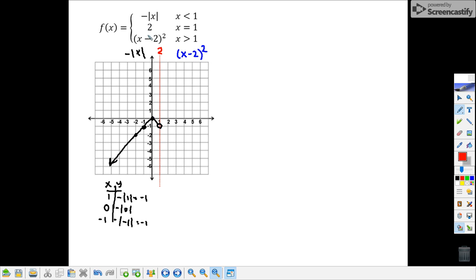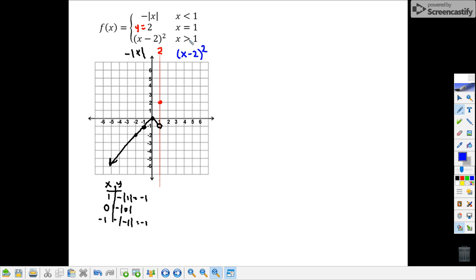Okay. Now let's look at the second one. We have f of x is equal to 2 when x equals 1. This is really just saying your y is 2 when x is 1. So you just put a point at (1, 2). Okay. That's all you do for that one.